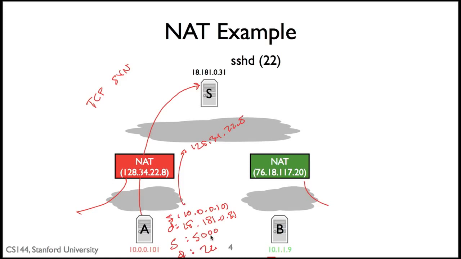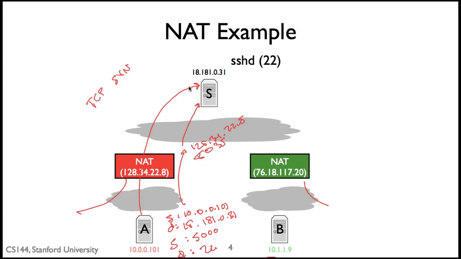But it turns out the NAT also has to rewrite the source port, because otherwise what happens if two hosts behind the NAT both decide to use port 5000? You can't share port 5000. So we'll rewrite the source port to be something like 8035. This packet then goes out over the internet, reaches the SSH server, which sees a request from 128.34.22.8, port 8035.